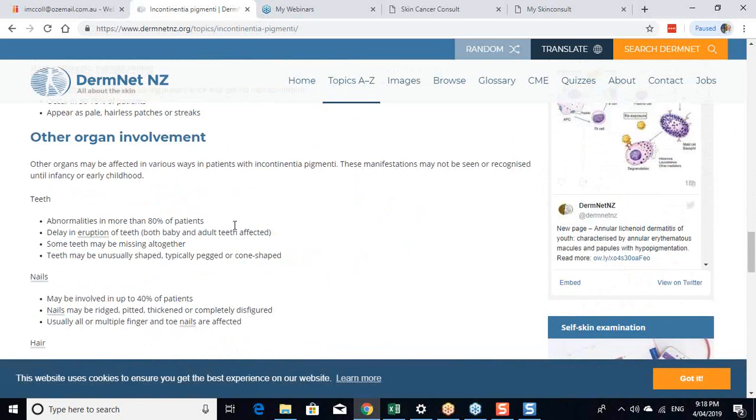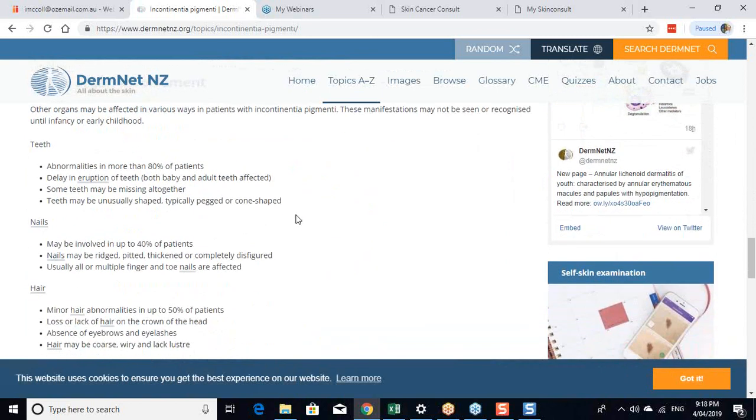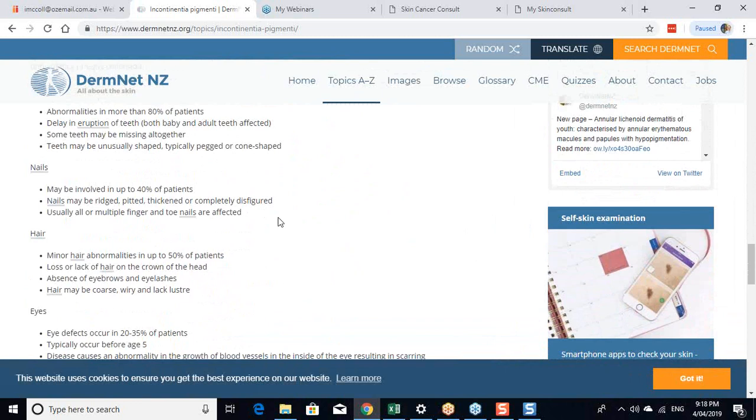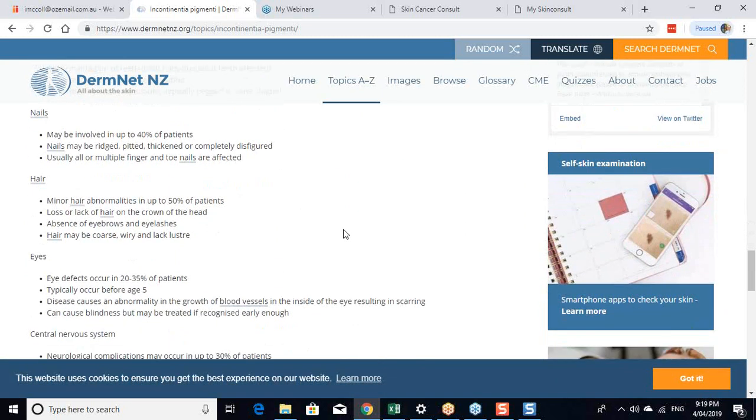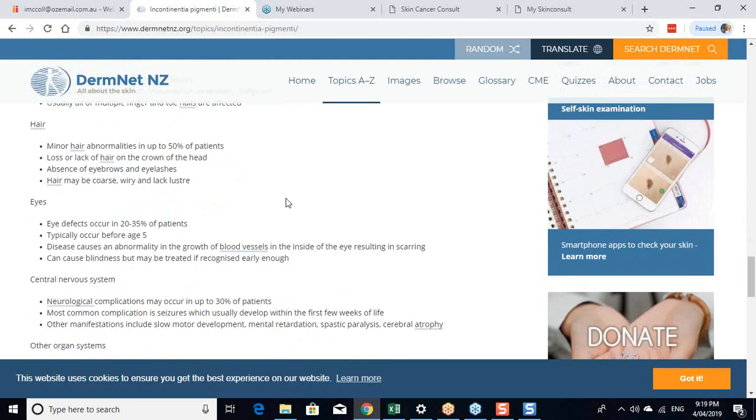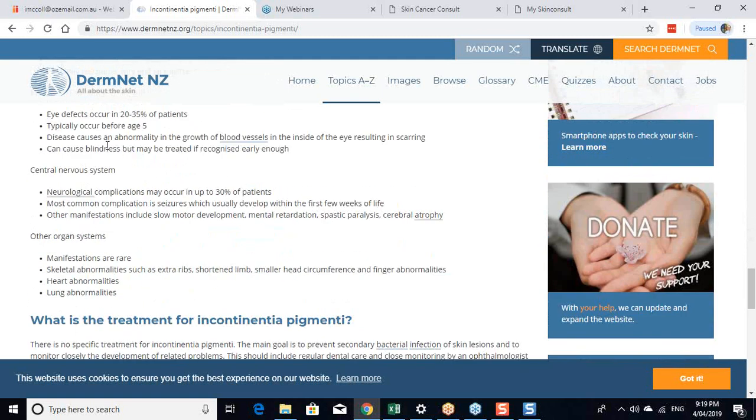And loss of teeth, delay in eruption of the teeth. Some teeth may be missing. Yep, that's what I always remember. Sometimes they're pegged or cone-shaped. Nails can be involved in up to 40%, ridged, pitted, thickened, completely disfigured. Hair, not really a big issue. Sometimes little areas of loss, little scarring areas of alopecia sometimes in the scalp. Few eye issues, and sometimes epilepsy, seizures in the first few weeks of life might develop too.